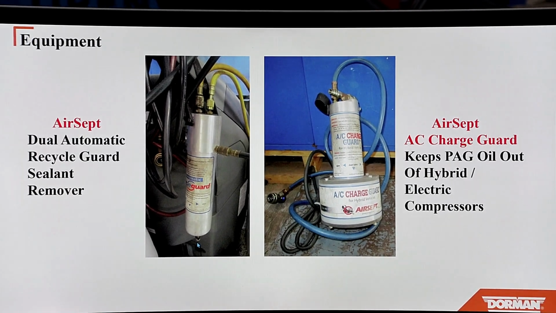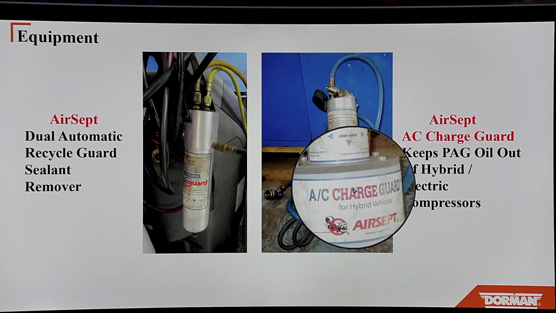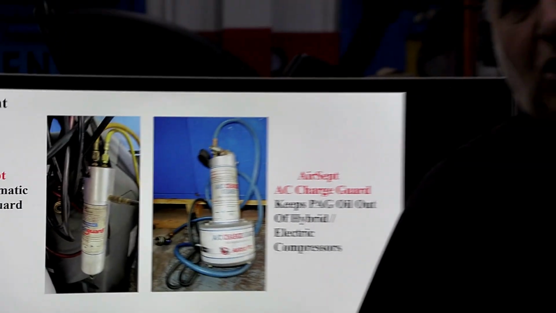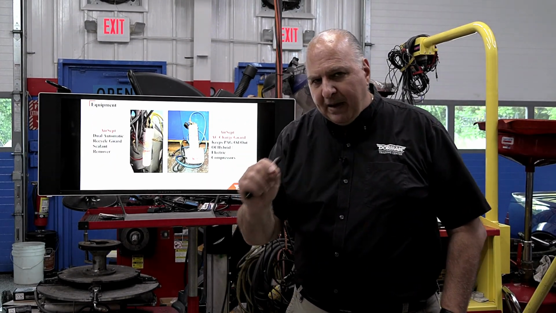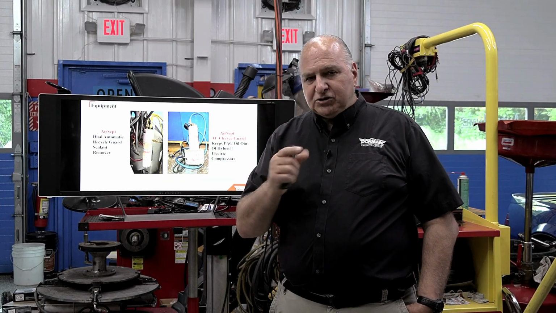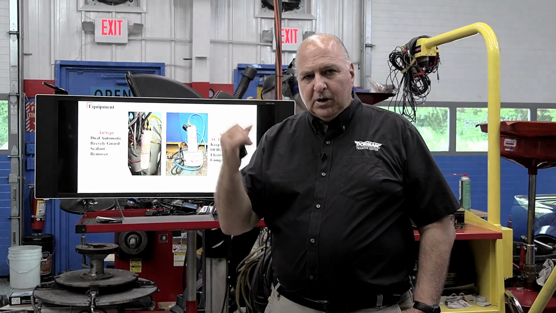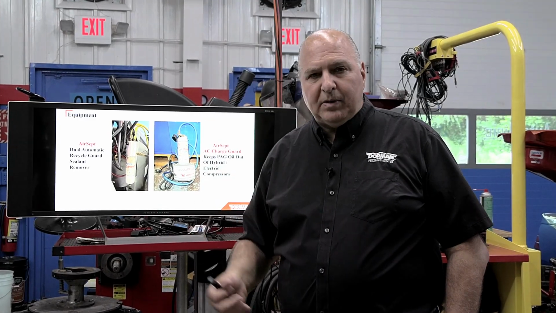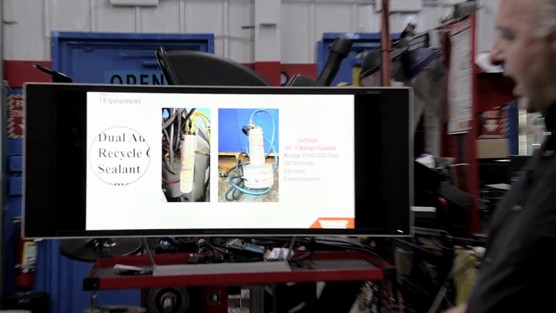And then if you're working on hybrid or electric compressors, they make a special AC guard to burn out any PAG oil. Because all your machines that say they do hose flush, yeah, they flush some out. But one drop of PAG oil, OE manufacturers, not me, say if you run it, every component in that AC system, compressor, condenser, receiver dryer, evaporator, okay, everything got to be replaced. You know how much money that is? You might as well junk the vehicle, right?